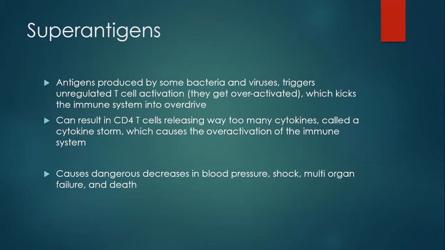All right, let's briefly mention superantigens. We've talked about them before. Superantigens are produced by some bacteria and viruses that trigger unregulated T cell activation. So you get an overactivated immune system. Your immune system is in overdrive. This can result in cytokine storm. Remember, cytokines are pro-inflammatory proteins that cells make to talk to one another. They're part of the innate immune system. When the immune system is super activated, it makes way too many cytokines and just kind of overactivates everything. And that can kill someone. It's called cytokine storm.